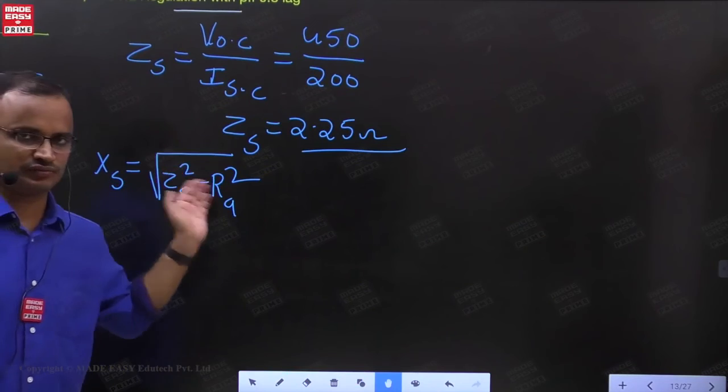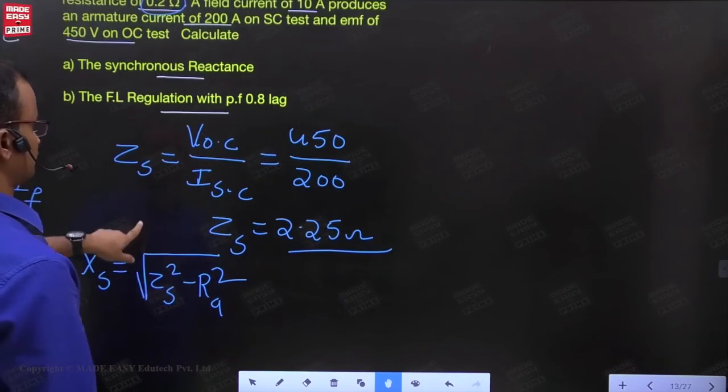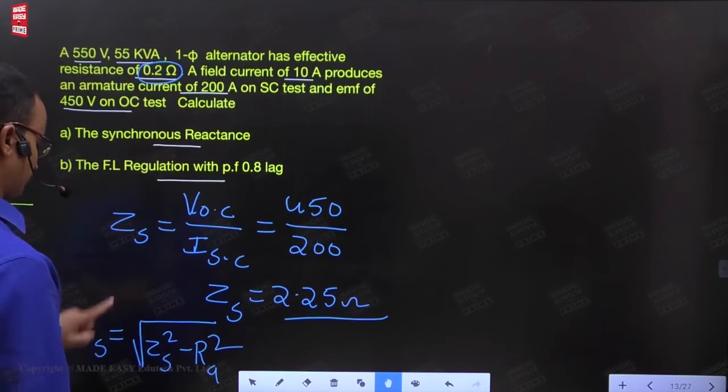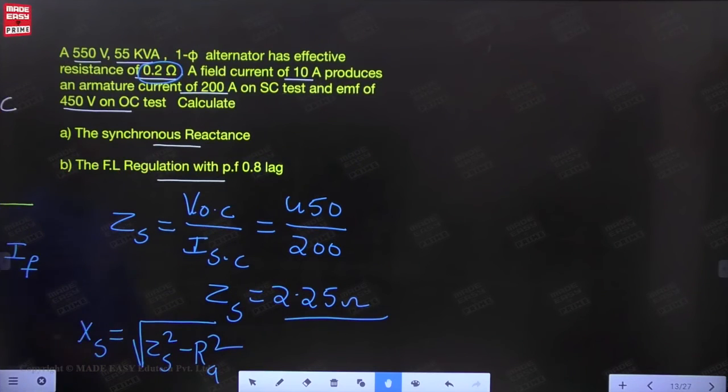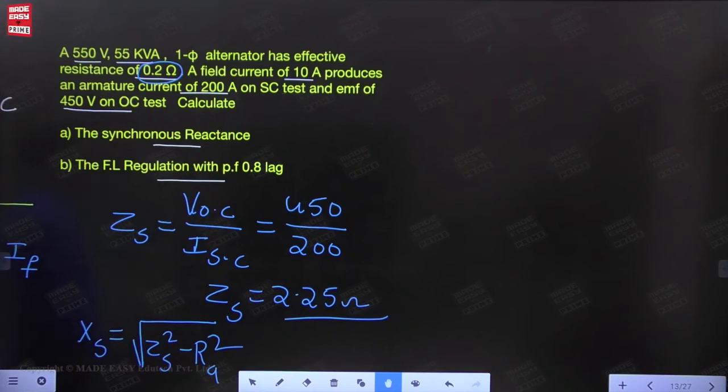Now from the calculation we get the excess also. After that, देखिए इधर, in the question, one requirement is synchronous reactance, completed. और क्या चाहिए आपको? Regulation. Regulation at what power factor? 0.8 lagging power factor.